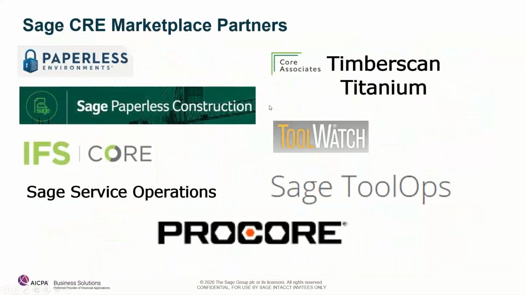Now, some of you have today Sage Paperless or TimberScan, or perhaps Sage ToolOps, or Sage Service Operations, and even Procore. Take comfort in knowing that all of these products are moving to the Sage Intacct platform as well. TimberScan's new product, web service, Titanium, is available today. Sage Service Operations will be available second, third quarter this year. And Procore has limited integration, but the May release will find a lot more of the connections that we're accustomed to with Sage 300 today.